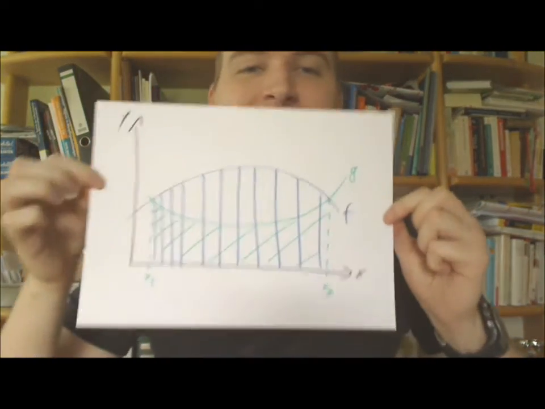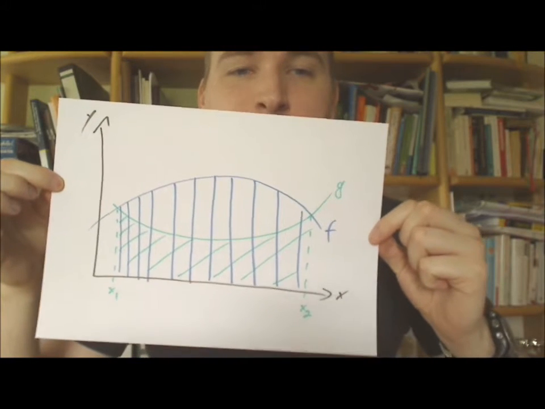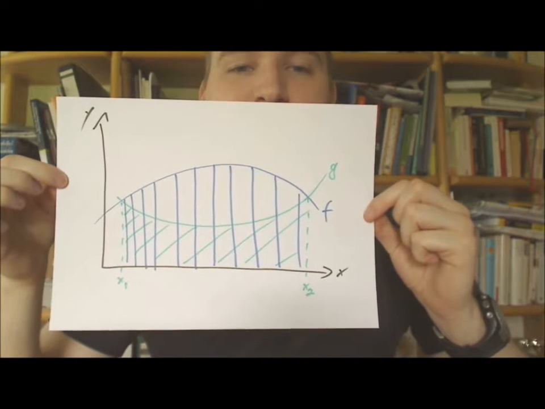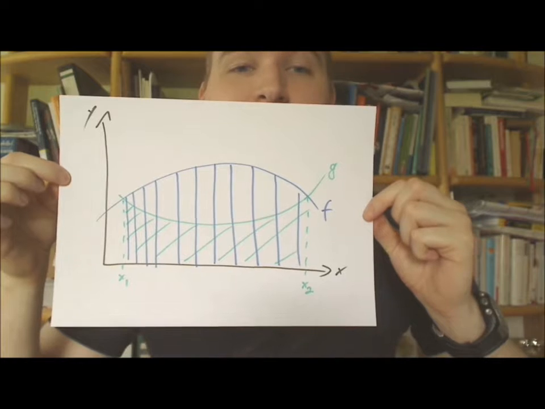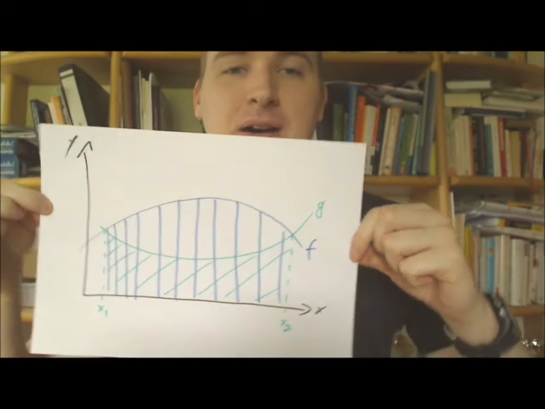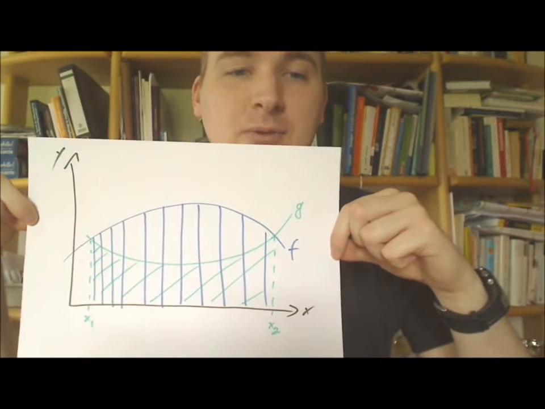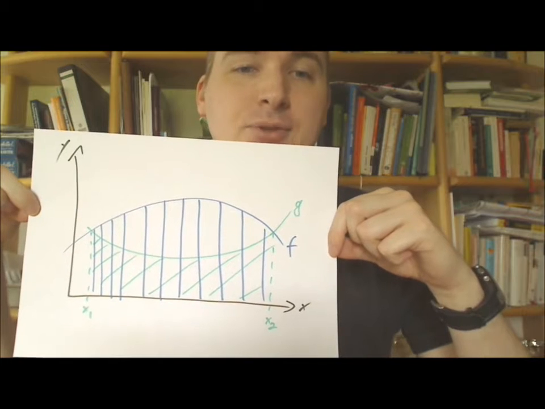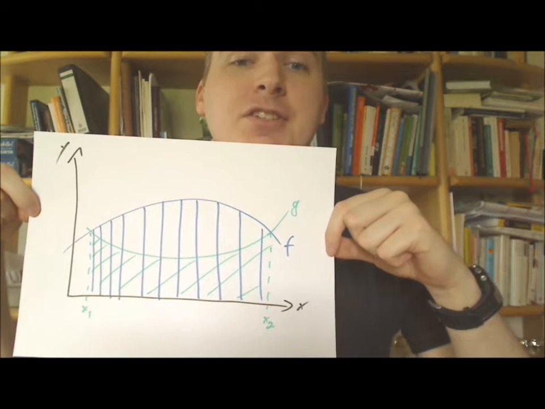How to calculate areas between two graphs. So I made a small picture. You can see two graphs, f and g. f is above g. The first thing you want to do is find the intersection points. So we have x1 and x2, and we know f is above g in this case.